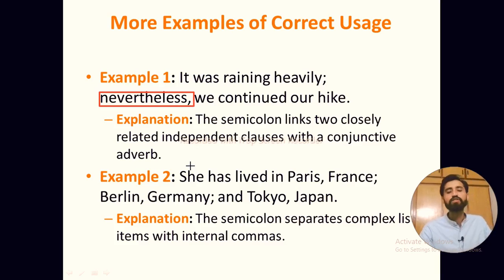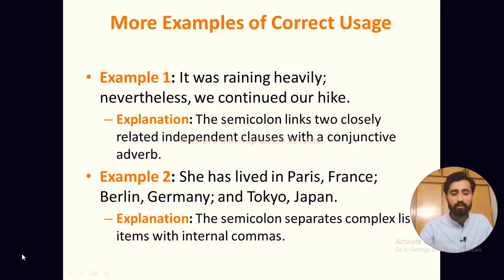The next example is, she has lived in Paris, France; Berlin, Germany; and Tokyo, Japan. So again, this is the same thing. If you remember, we talked about a complex list in which we have to use semicolons properly. So France, Germany, and Japan, these are countries. Paris, Berlin, Tokyo, these are cities.